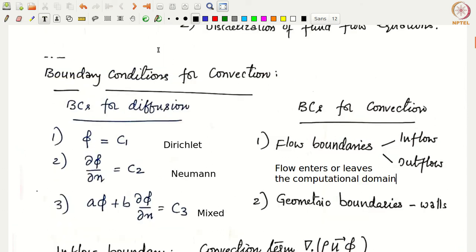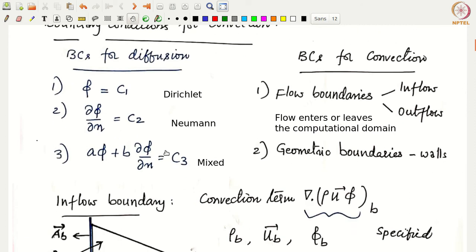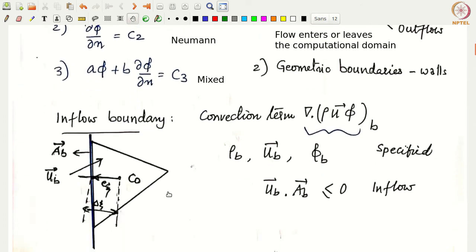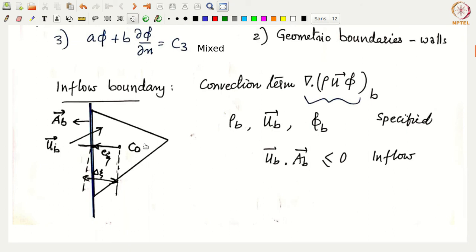All right, let us move on. Let us first start off with inflow boundaries. We have a schematic drawn here. This is an unstructured mesh. We take this cell, and this vertical line here is an inflow boundary. Out of the three faces, two faces are interior faces and this one is a boundary face.